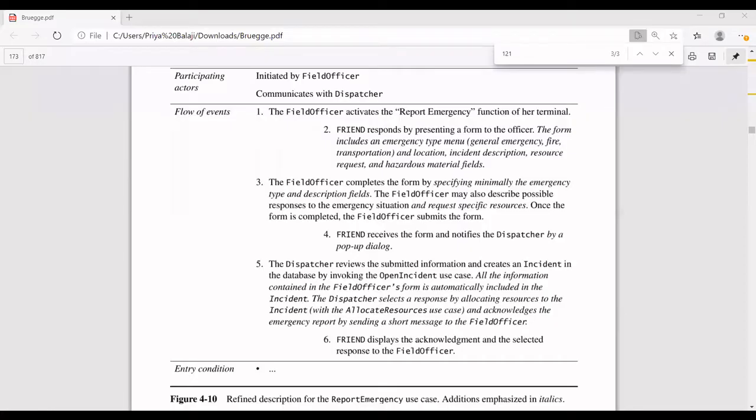Yes. So here they have included not only that the form will be presented to the officer, but that the form includes an emergency menu where he can select whether it is for fire accident or transportation, or even select what location it happened, and what resources he requires for overcoming this particular problem. They are telling the developer to have a combo box or a list of options to select from in the form. Instead of typing, he can select from the form.